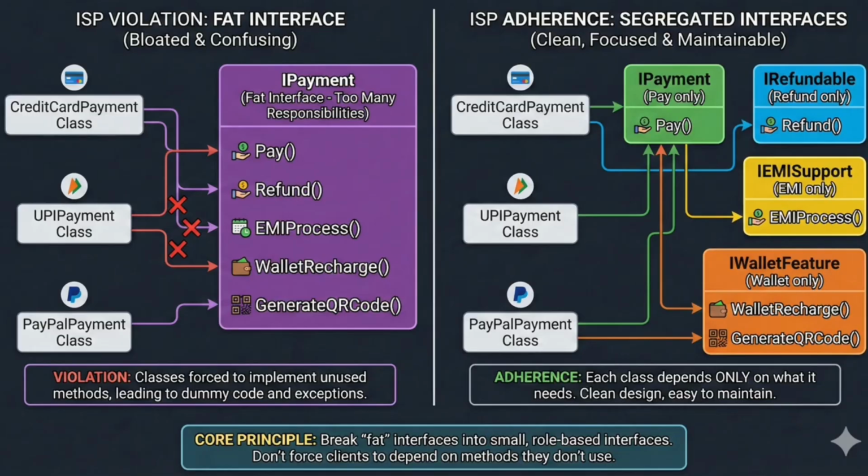ISP done correctly, right approach. In the correct design, we break the big interface into multiple small focused interfaces, such as IPayment, IRefundable, IEMISupport, IWalletFeature. Now, credit card payment implements IPayment plus IRefundable. UPI implements IPayment. Wallet implements IPayment plus IWalletFeature. EMI services implement IEMISupport. This way, each class implements only what it needs, no useless or empty methods. The system becomes cleaner and easier to maintain.